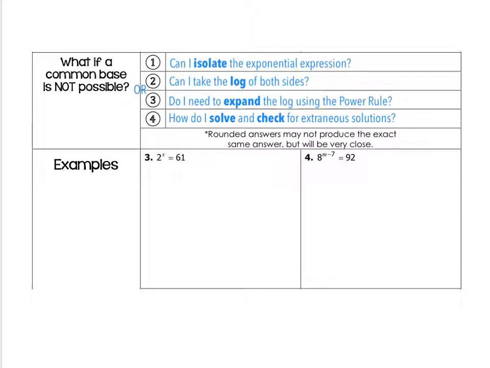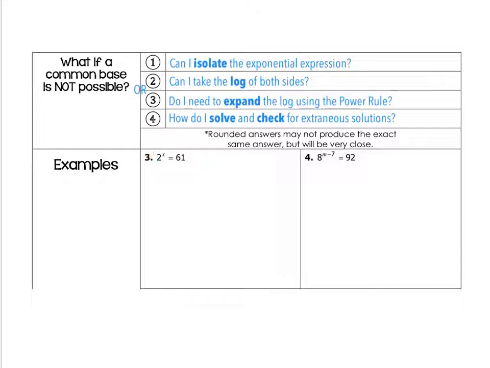So what if a common base is not possible? I'm going to show you a couple of ways that we can go about this. There are 2 methods that we're going to use for the sake of this course, and these are the questions that will walk you through either one of them. Can I isolate the exponential expression? Can I take the log of both sides, or do I need to expand the log using the power rule? And then how do I solve and check for extraneous solutions?